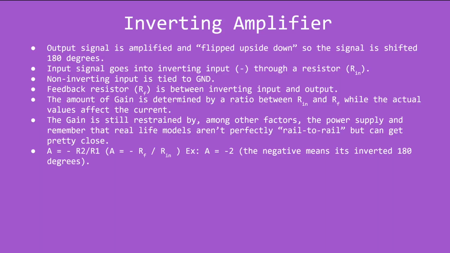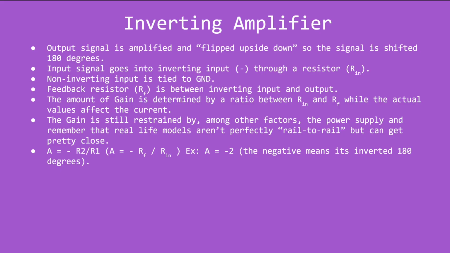All right, we're going to move on to the inverting amplifier. In this case, the output signal is amplified and is flipped upside down. The signal is shifted 180 degrees. This uses a negative feedback loop by connecting the inverting input through a resistor to output. The non-inverting input, on the other hand, is simply tied to ground.